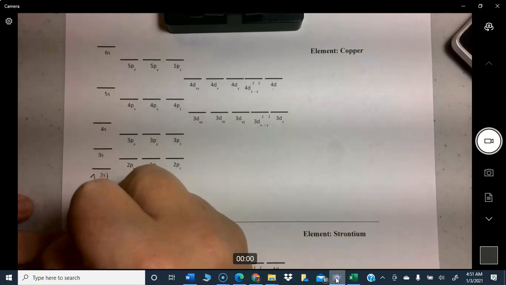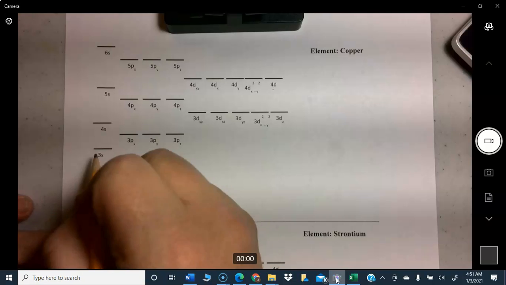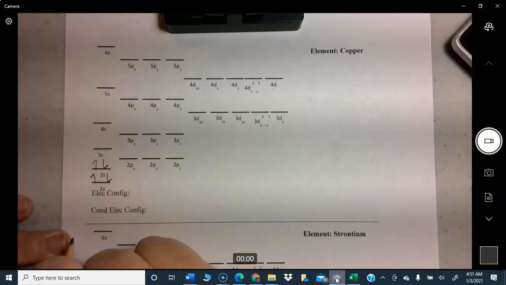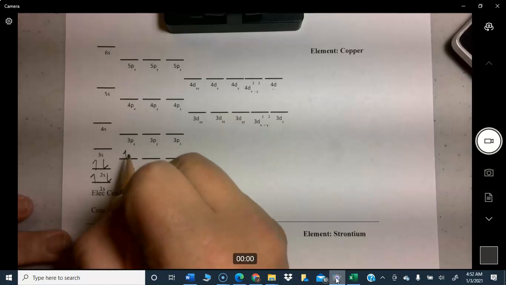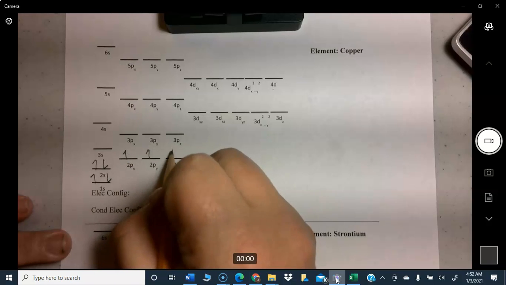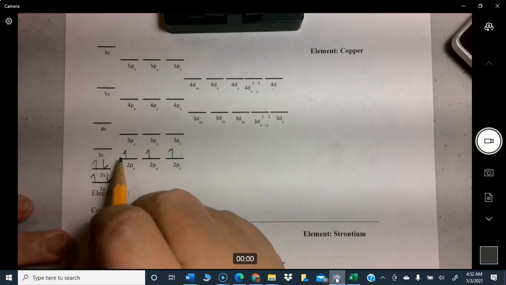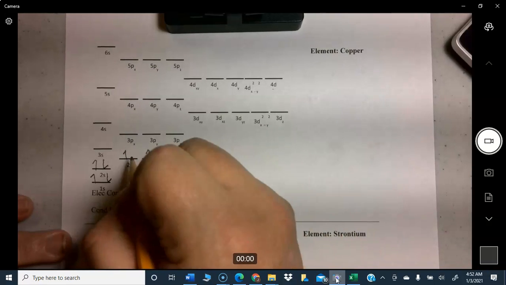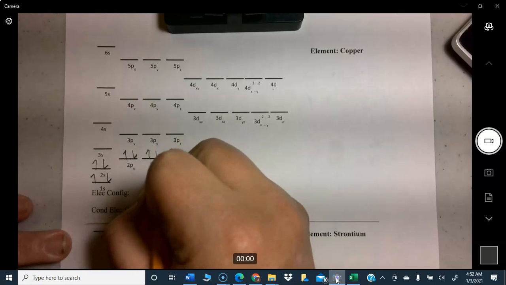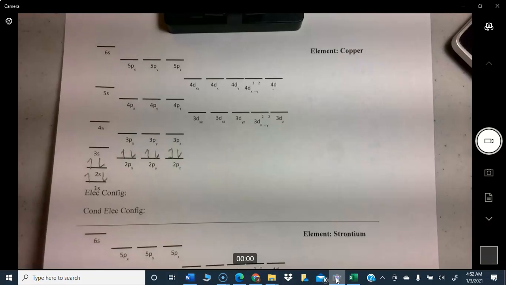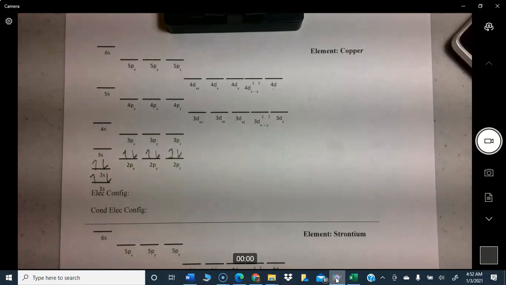So up arrow, down arrow in the 1s. You have to fill up everything all the way up to there, but do it in the proper sequence. So there's 2s, and then you have up arrow, up arrow, up arrow. That's what I mean by proper sequence. Don't do up, down, up, down, up, down. Remember, this is Hund's rule. And then down arrow, down arrow, down arrow. The fact that up and down have to be paired up like that is the Pauli exclusion principle.